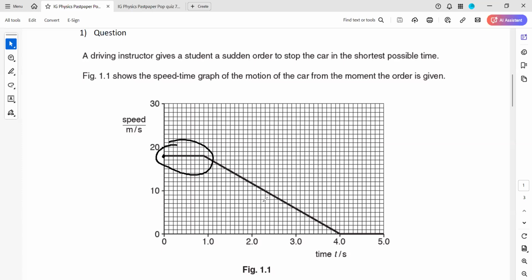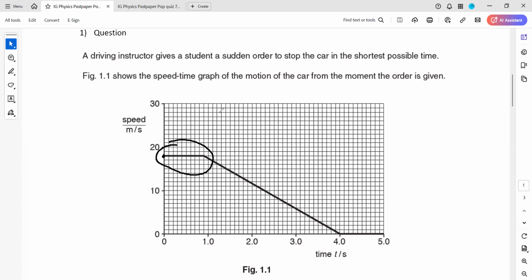You can see that when the instructor gave the order, the speed does not decrease instantly. Why does the speed not decrease instantly? Because the driver will take time to react. If someone says start writing, you will take time to react, not instantly. So if I say start writing, you will take some time to react to that instruction. The same thing happens when the driving instructor gives an instruction to the student.